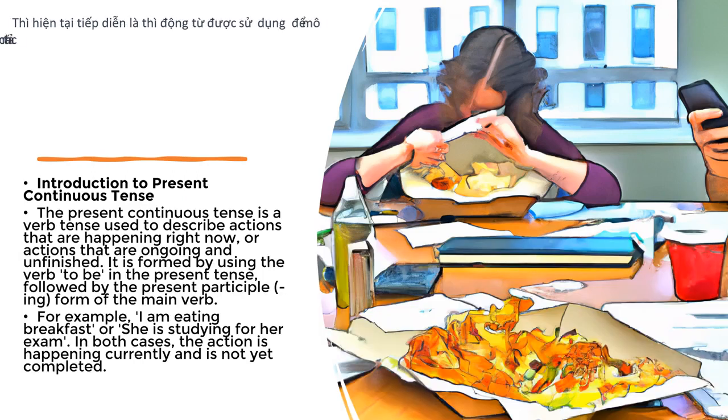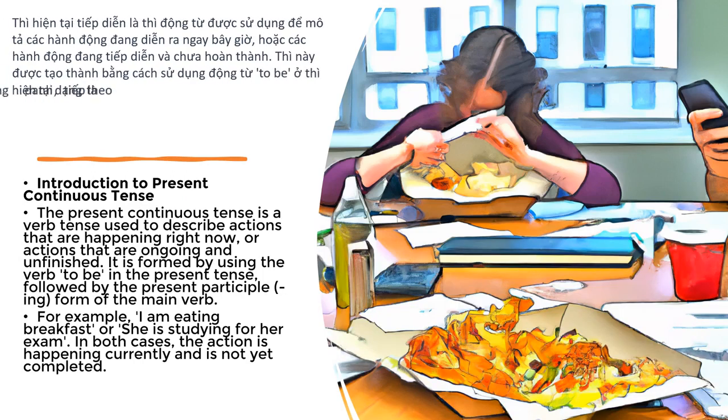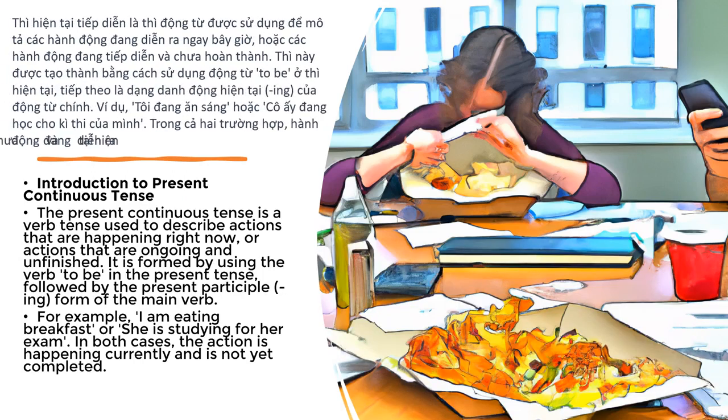The present continuous tense is one of the many verb tenses used in the English language to convey information about actions or events that are happening at the moment of speaking or are ongoing and unfinished. This tense is typically formed by using the auxiliary verb to be in the present tense, which is then followed by the present participle form of the main verb. By doing so, the present continuous tense is able to highlight the ongoing nature of the action being described.